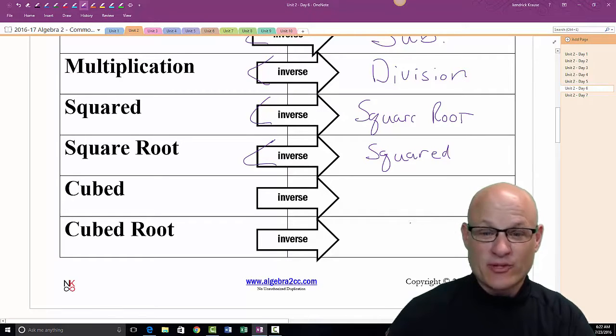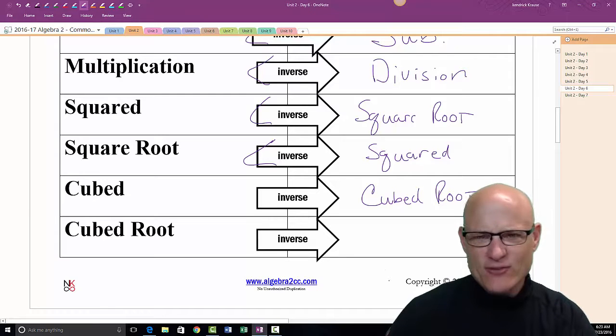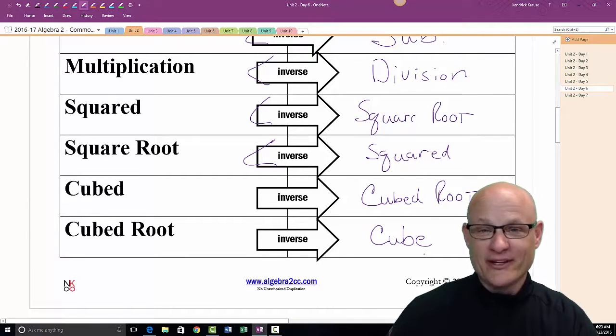Inverse operation of something that's cubed, cube root. Next year, I think I'm just going to put double arrows. And the inverse operation of a cube root is to cube something. Why am I telling you this?